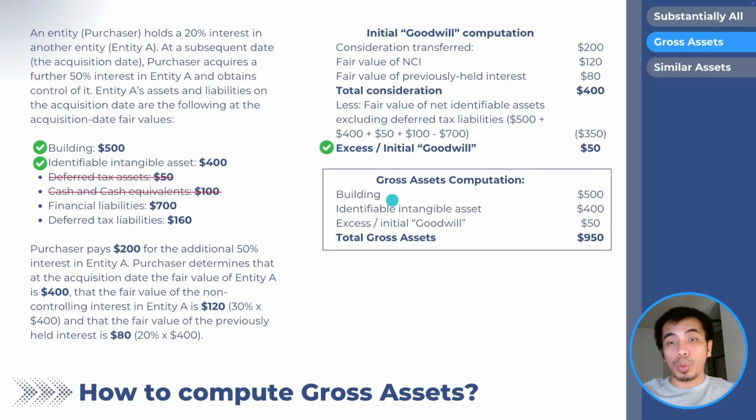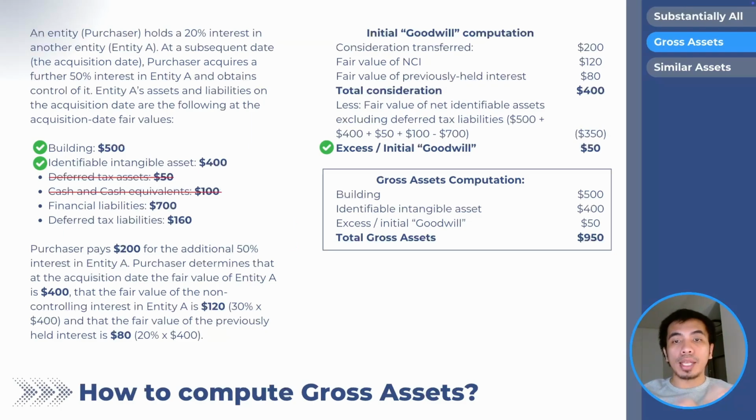How do we actually compute the gross assets? We have the building plus the identifiable intangible asset plus the excess. So the total gross asset would be 950. Remember, we have to exclude the deferred tax asset. We have to exclude cash and cash equivalents. That's why I crossed them out here. And the financial liabilities and deferred tax liability are not assets, so these are already excluded from the computation of the gross assets.